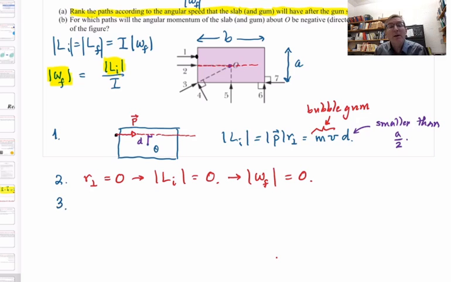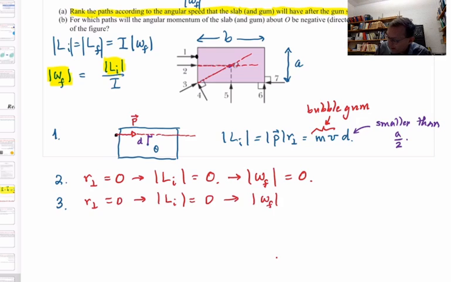Now let's go on to experiment 3. Look at arrow 3. See it? Notice they've also drawn the line of action for us there. Notice it passes through O. So the moment arm is again 0. So the initial angular momentum about O is 0. So after the collision, the angular speed will be 0. No rotation. Again. All right, now let's go on to experiment 4.